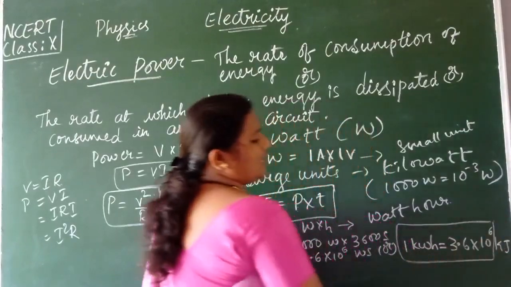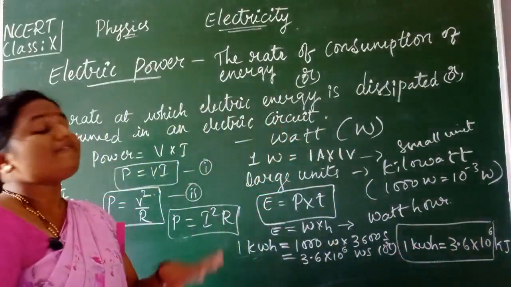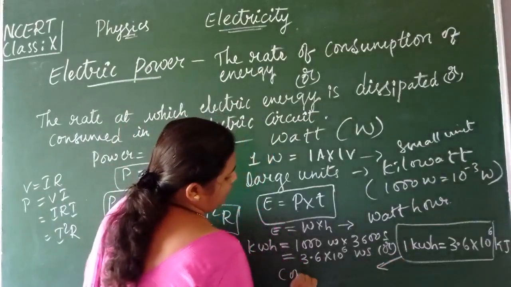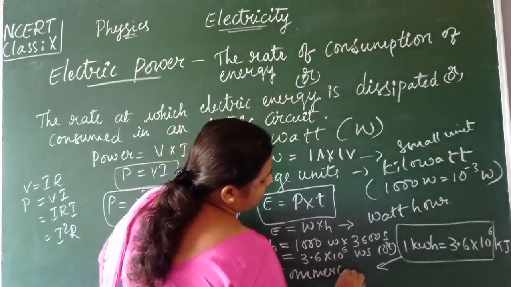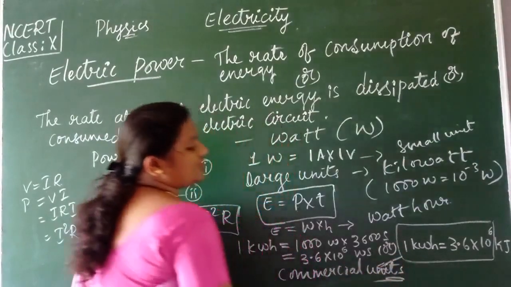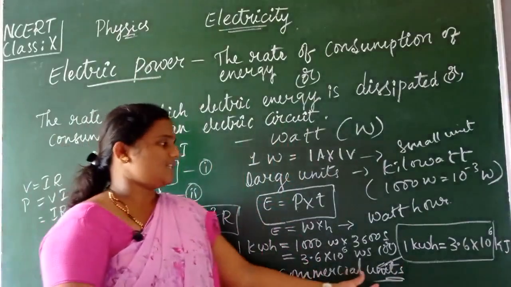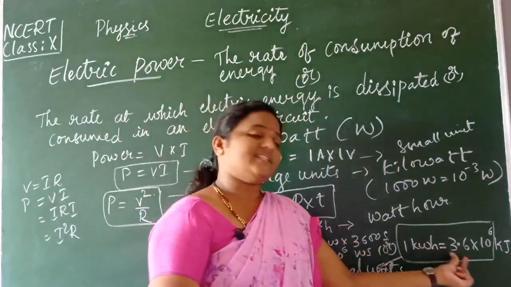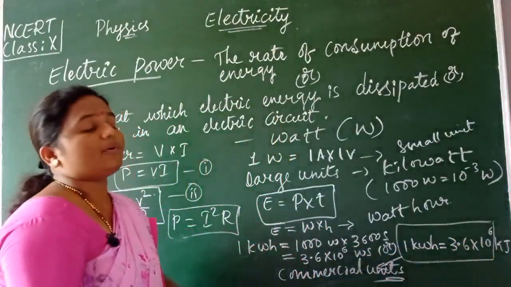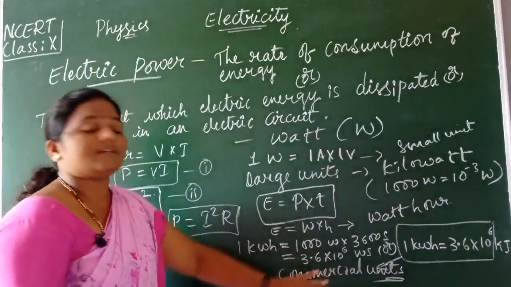In terms of a kilowatt hour, how will we write it? 3.6 into 10 to the power of 6 kilojoules, and this is called the commercial unit. Means commercial units or larger units, children, isn't it? Generally, to pay the electrical bills, we will use what? Units. At that time, 1 kilowatt hour is equal to how many joules of energy we are using? 3.6 into 10 to the power of 6 kilojoules of energy we are using, children.